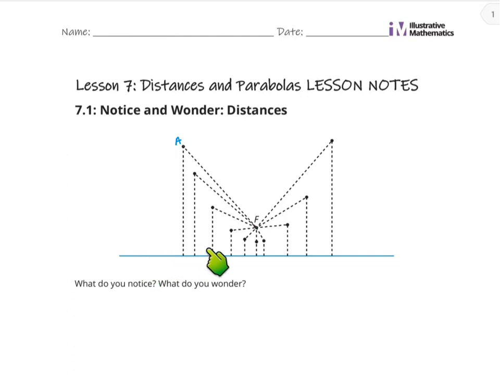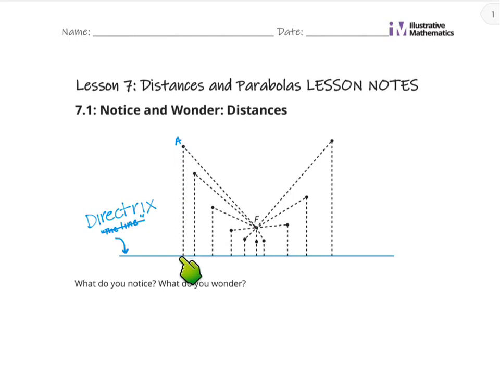And I'm looking at this and I'm trying to notice and wonder, what do I see? Well, I see a blue line down here, this line. And I see this point F, and I have dashed lines going from A to F and from A to this line. So when I say the line right here, we need to give it a name. I don't want to keep saying the line. It has a name, and that name is directrix. And so, if I think about it, I'm going directly from A straight down to this line.